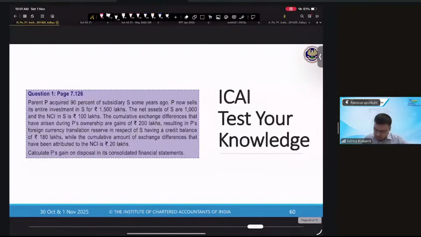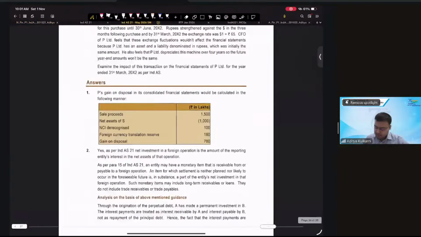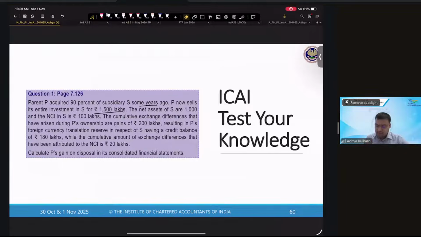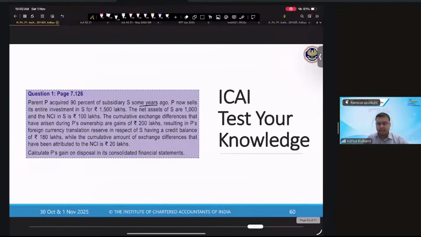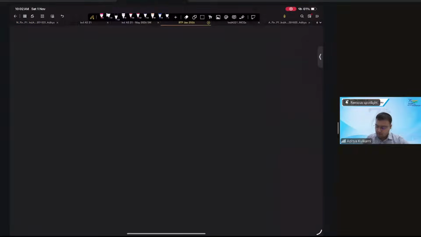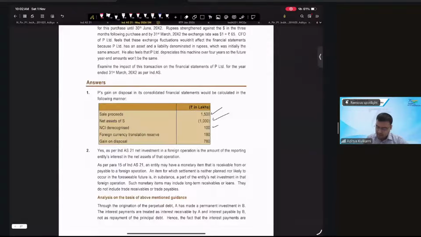All right. So now parent P acquired 90% of subsidiary some years ago. P now sells the entire investment for 1,500 lakhs. So sale consideration is 1,500. The net assets of S are 1,000 and the NCI in the subsidiary is 100 lakhs. So when I sell the subsidiary, net assets also will go out, so minus 1,000. NCI is a credit in your books, so you will add that, as it is going out. So NCI you will add 100.